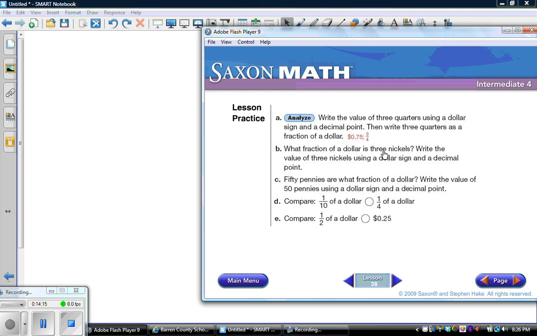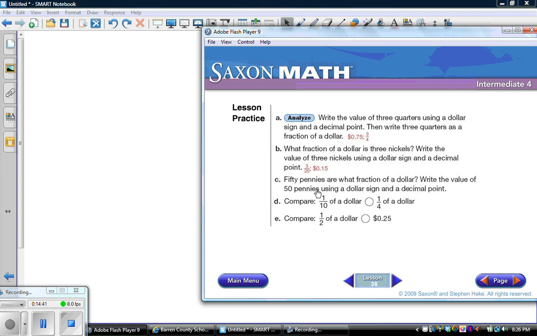Each nickel is 1/20th of a dollar. So what do you think the best way to say that is? If you have 3 of them, 3/20ths. And the way to write it using a dollar sign and a decimal point, 15 cents, 0.15 with your dollar sign. C, 50 pennies are what fraction of a dollar?